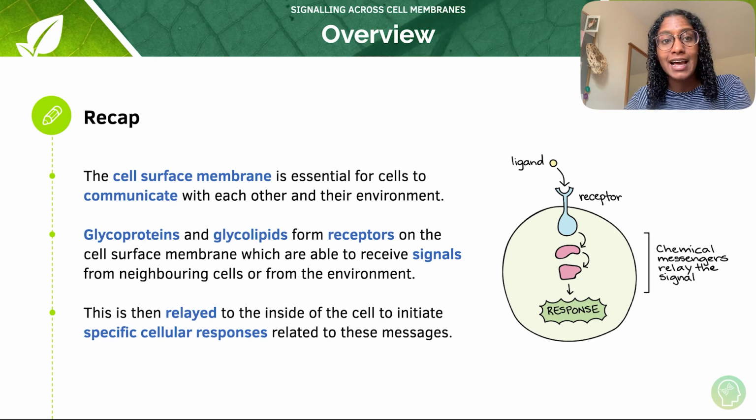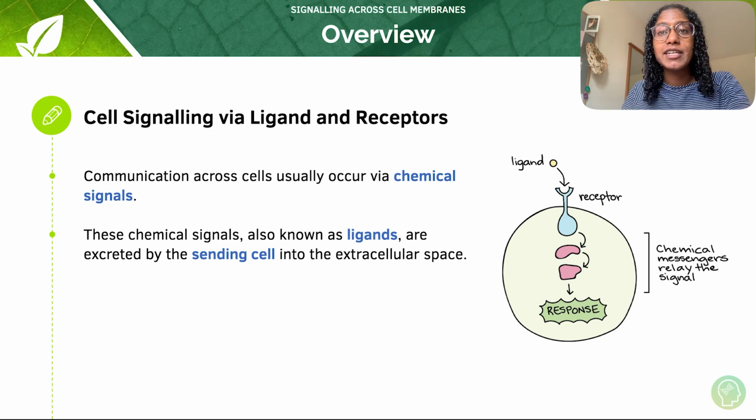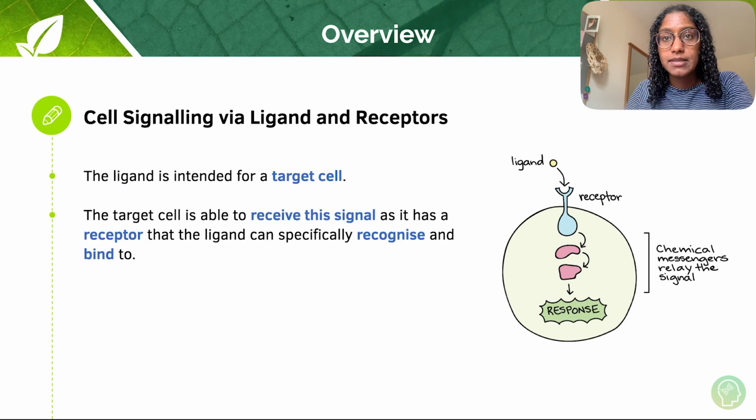So for example, a ligand, which is just a substance that binds to a receptor, binds to our receptor, and this in turn is relayed to the inside of the cell to initiate specific cellular responses related to these messages. Communication across cells usually occurs via chemical signals. These signals are known as ligands, as we said, and they are excreted by the sending cell into the extracellular space. These ligands then go on to bind our receptors.